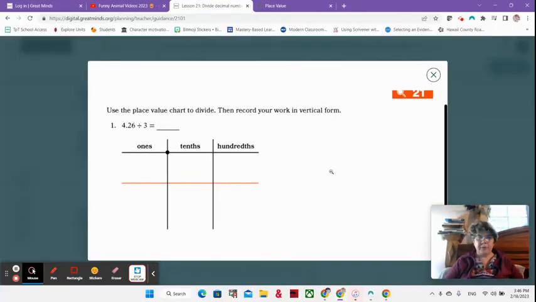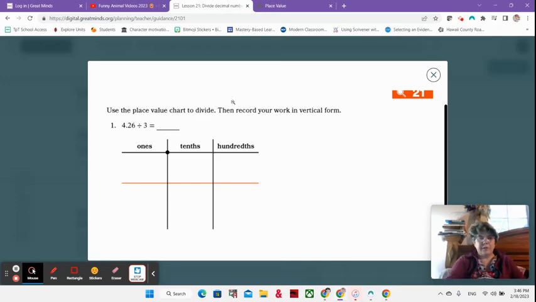So go ahead and get your book out now and turn to page 193, and you'll see this question number 1. 4 and 26 hundredths divided by 3, and you can see that we're going to use a place value chart. But before we do any of that, I want you to just make an estimate of 4 and 26 hundredths divided by 3 and make that number 1 in Edpuzzle for you. Okay, go ahead and do that now.